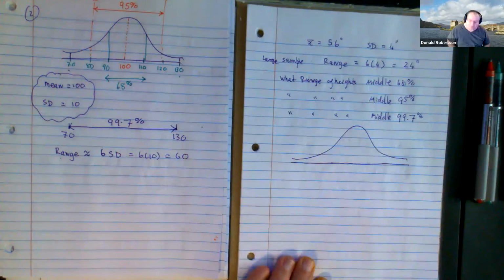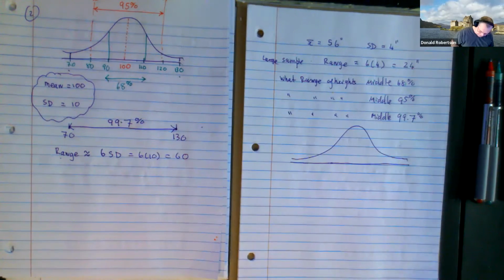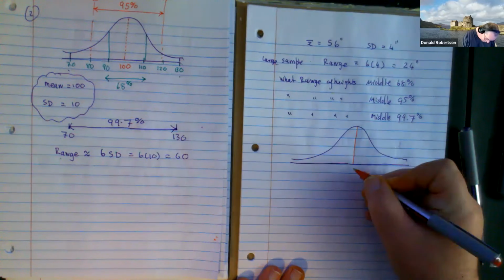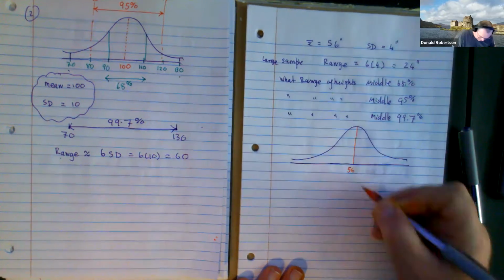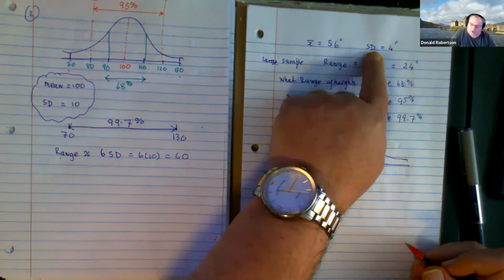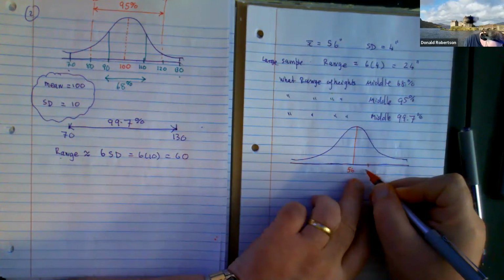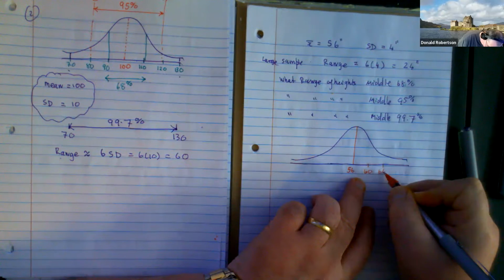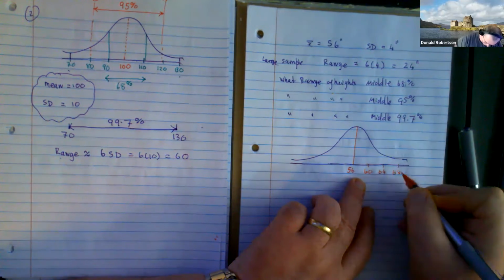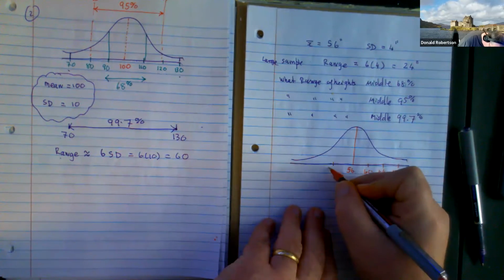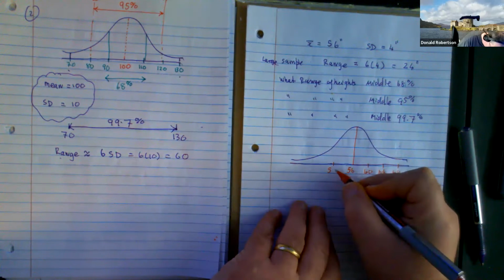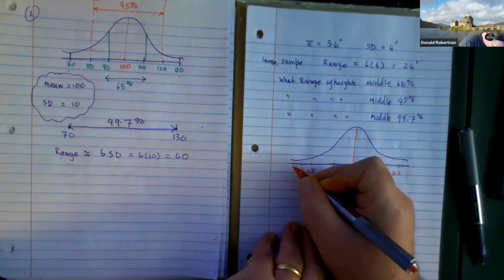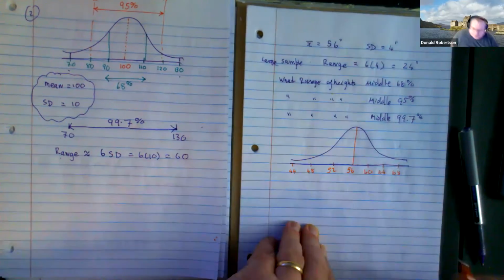Heights are normally distributed. They look like that. The mean is 56, so it belongs here. The standard deviation is 4. So you go add 4, add 4, add 4. And you go take away 4, take away 4, take away 4.